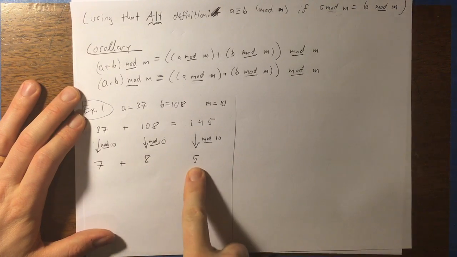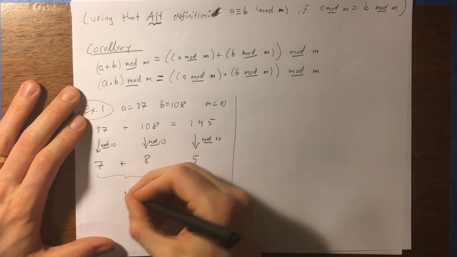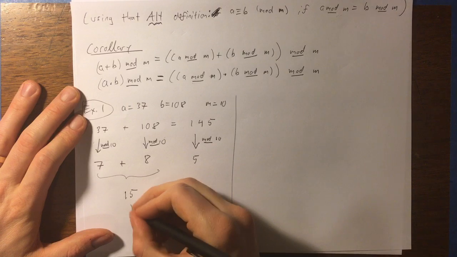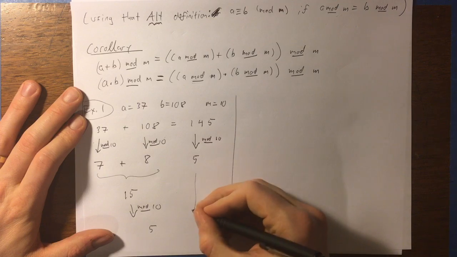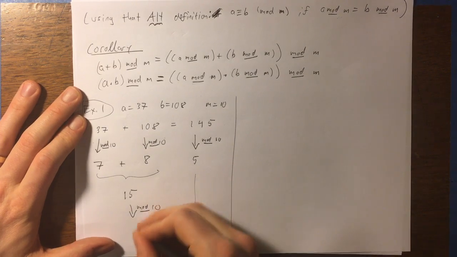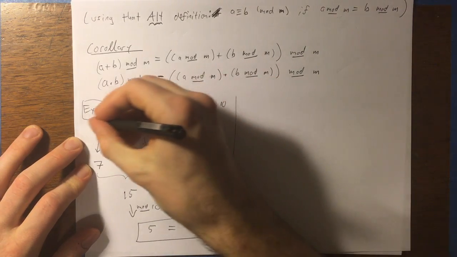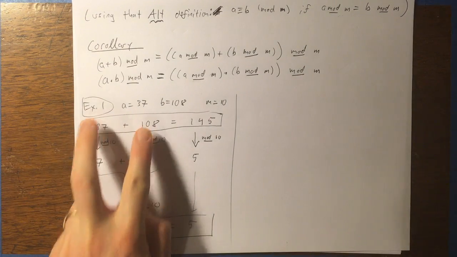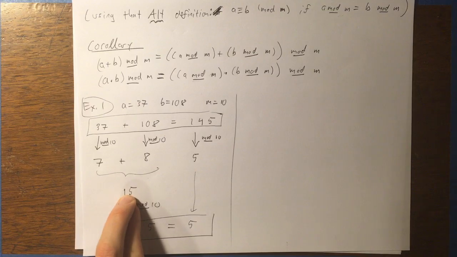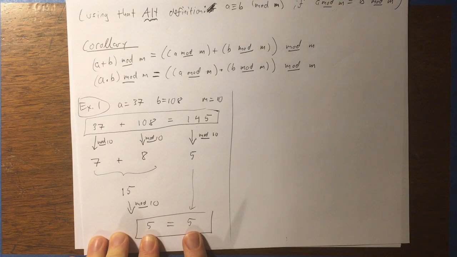Now 7 plus 8 isn't actually equal to 5, right? 7 plus 8 is actually equal to 15. But if you take 15 and reduce that mod 10, 5 equals 5. Okay, so we started with 37 plus 108 equals 145. If you reduce all these numbers mod 10, add them together, and then reduce that mod 10, it's the same as taking the sum and reducing the sum mod 10. So 5 equals 5 in that case.